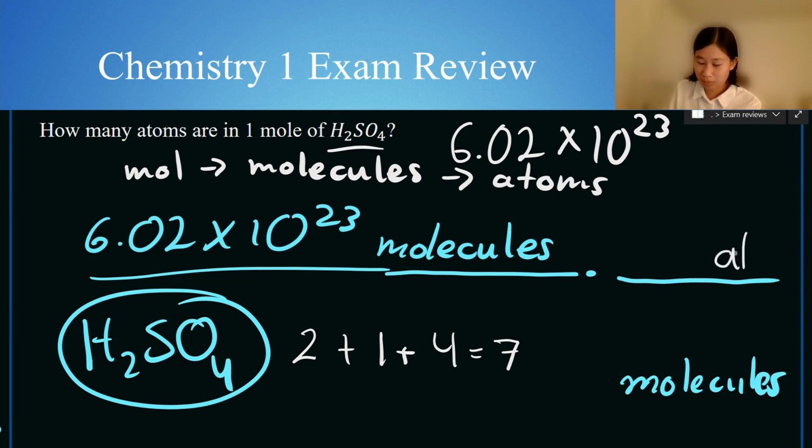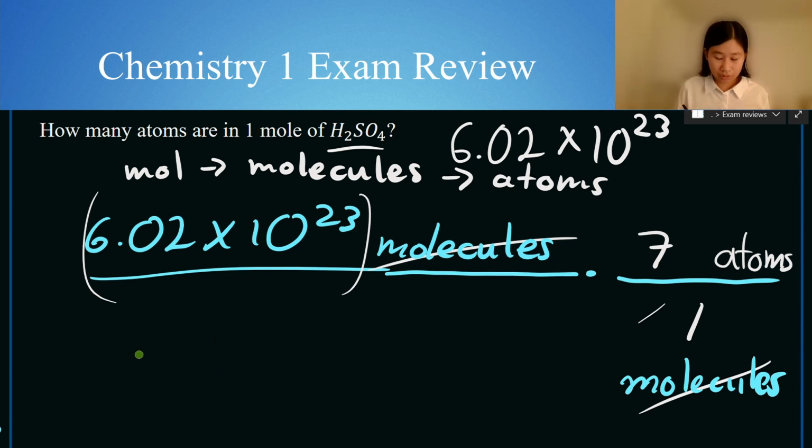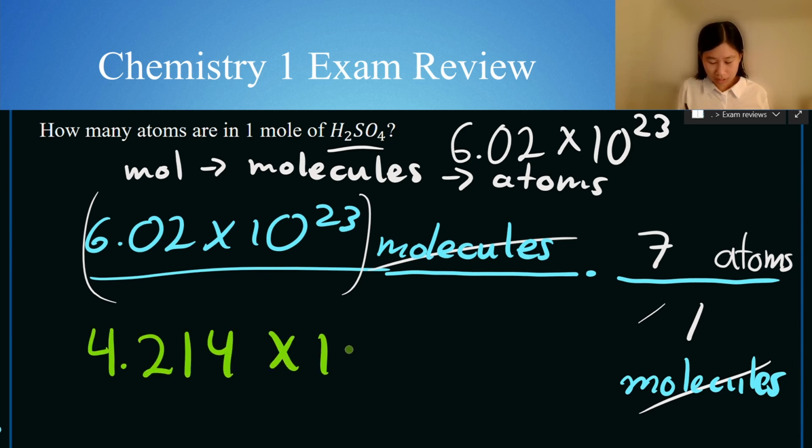Okay, so I want to go to atoms, so I put it here. So that's 7 atoms per one molecule, meaning I should cancel out this and multiply Avogadro's number by 7 to get the number of atoms in 1 mole of H2SO4. So if I do that, I'm going to get 4.214 times 10 to the 24 atoms.